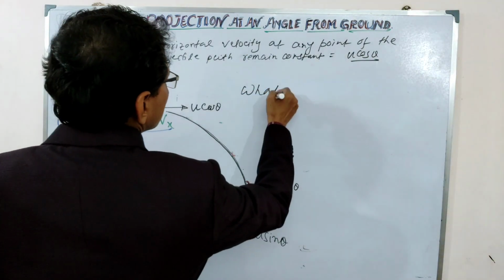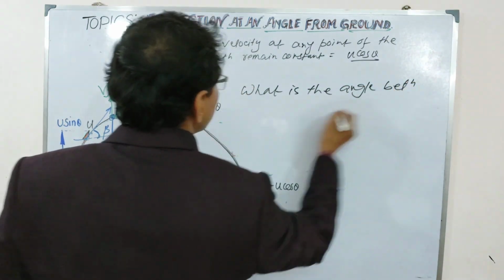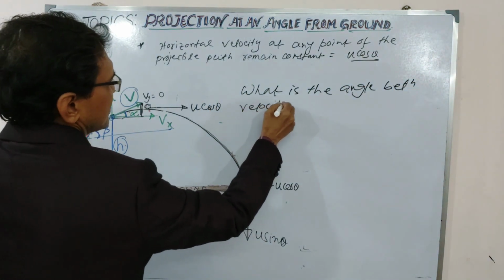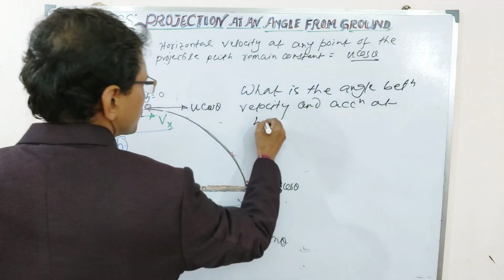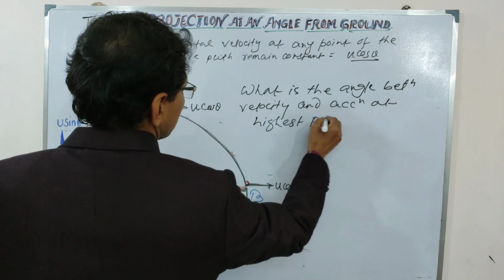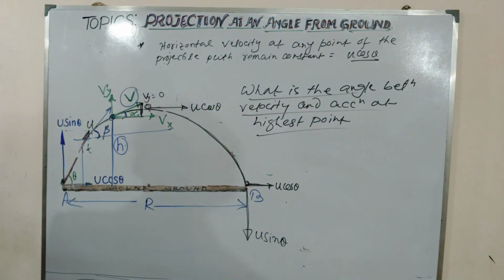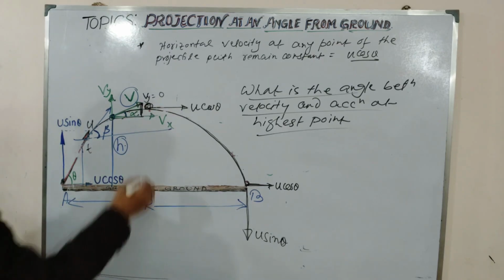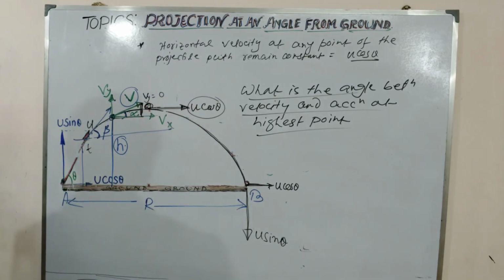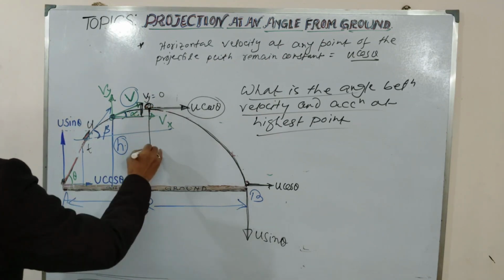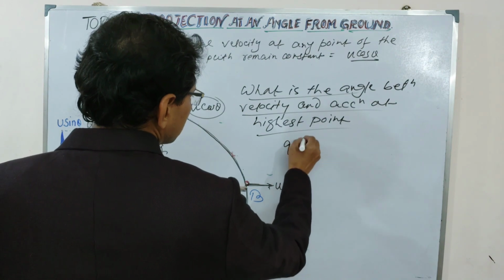What is the angle between velocity and acceleration at highest point? At highest point means this. So this is the direction of velocity, and velocity only this, and acceleration along this. So the result is 90 degree. So answer will be 90 degree.